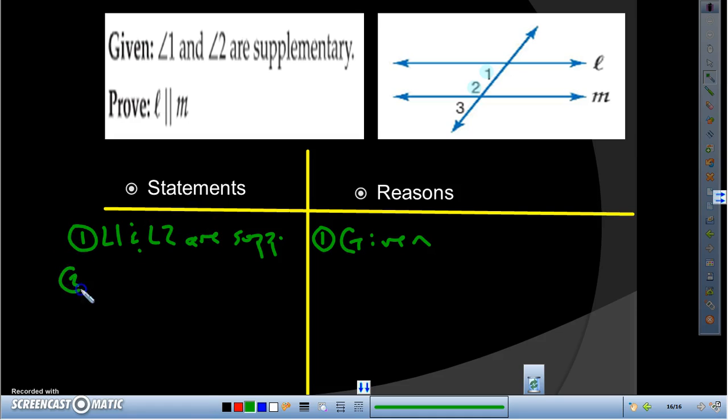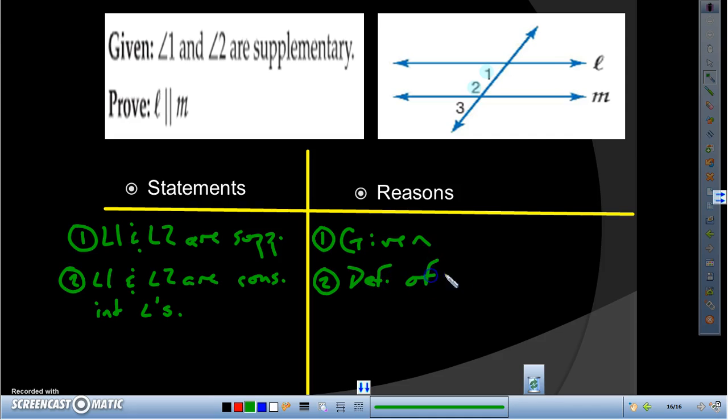So again, just like the previous examples, I'm going to state what I know to be true, and then I'm going to state the relationship between the angles. Angle 1 and angle 2 are consecutive interior angles. And how do I know this? Because I know the definition of consecutive interior angles, which tells me that two angles on the same side of a transversal that are interior are defined as being consecutive interior. So, definition of consecutive interior angles.